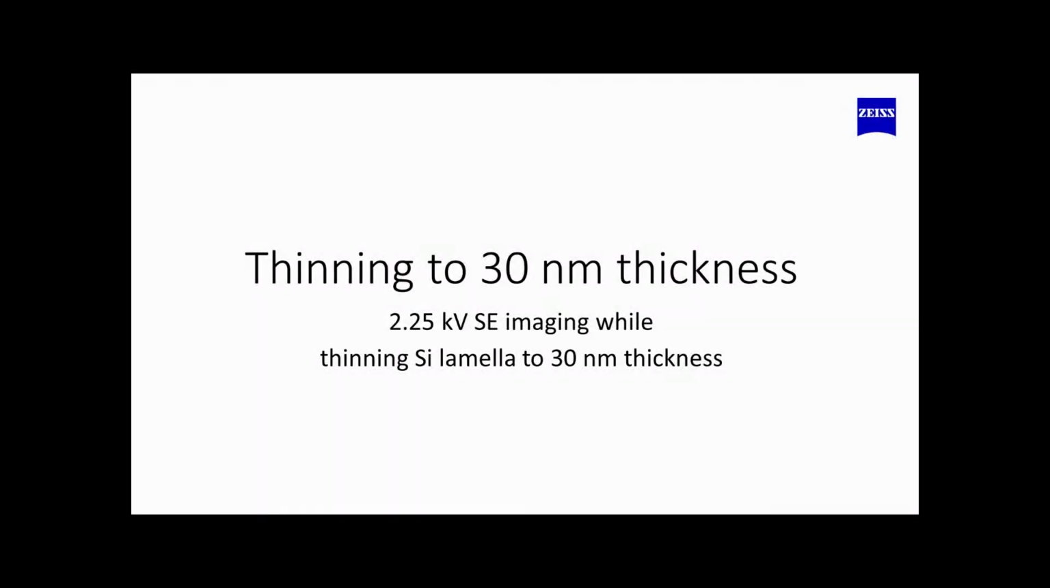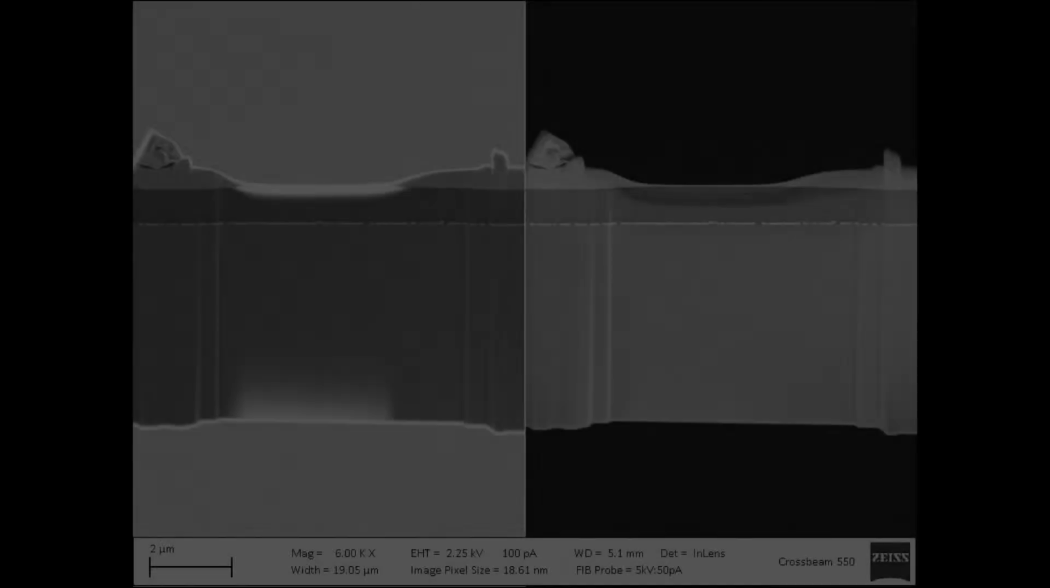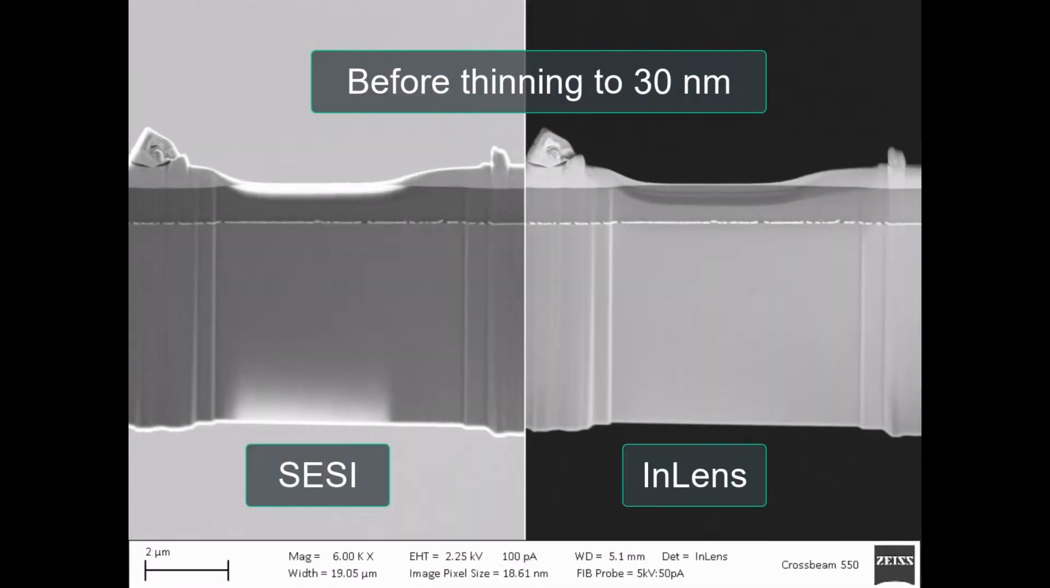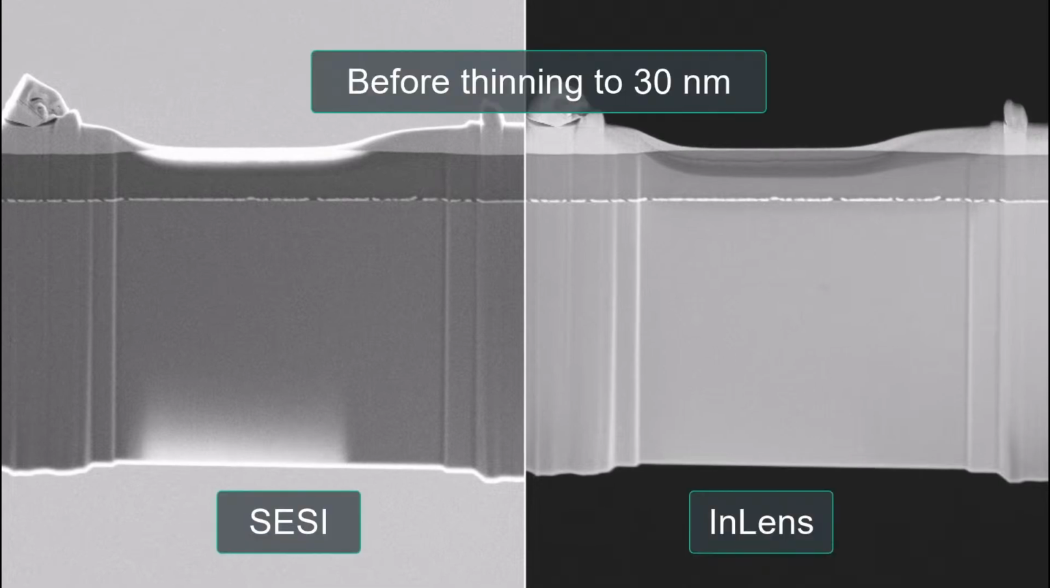All right, one more step. The final, push it to 30 nanometers thickness and stop at that point. So I reduce the SEM beam to 2.25 kV. And this is what we have beforehand. I'll make the window a little bit smaller at this point.